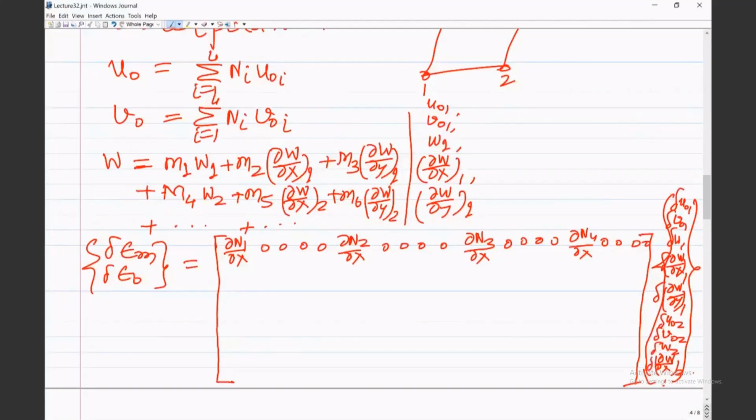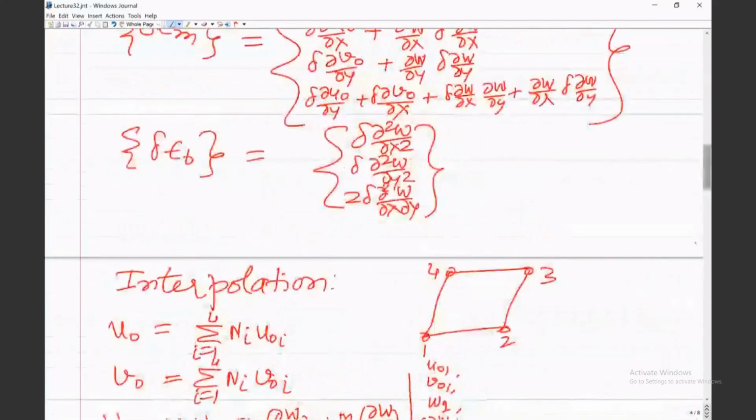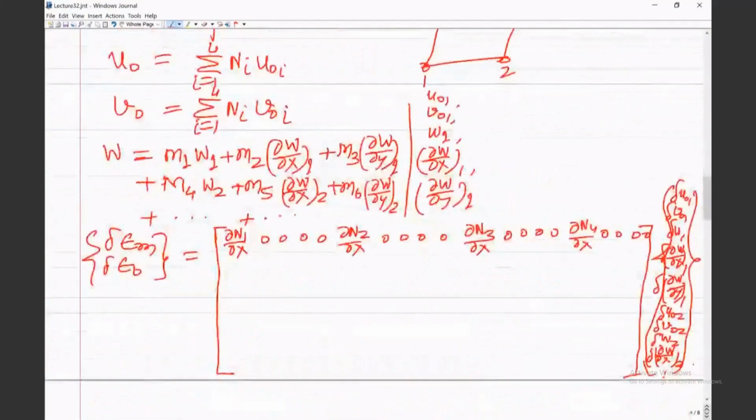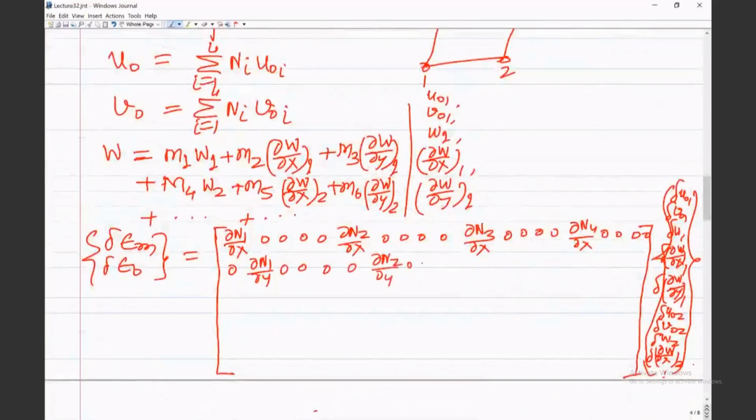So the variational operator is going to be there. Okay. So then similarly the second term, that is basically this term in the linear part, it is going to be there. So 0, del n1 by del y, that is corresponding to v, 0, del n2 by del y, del n3 by del y. Now, you can write like that, del n4 by del y.